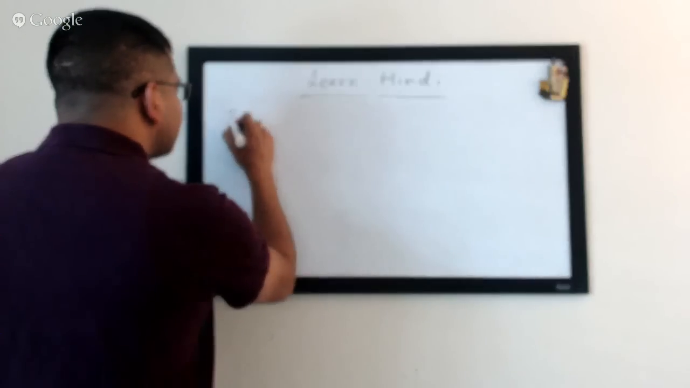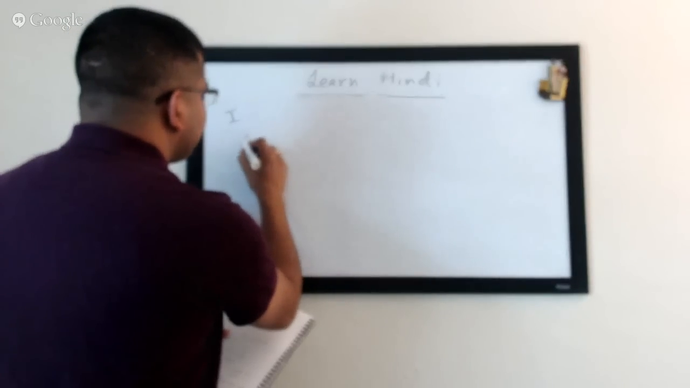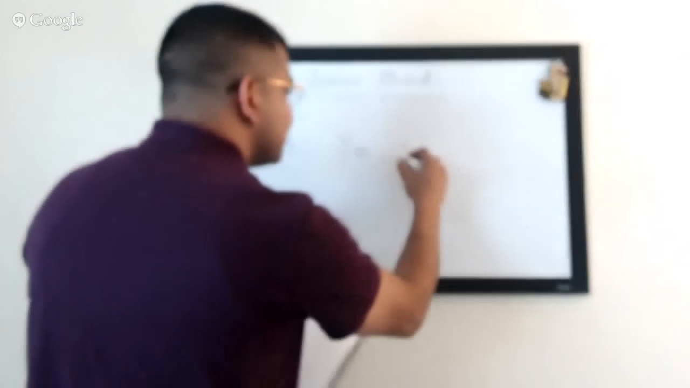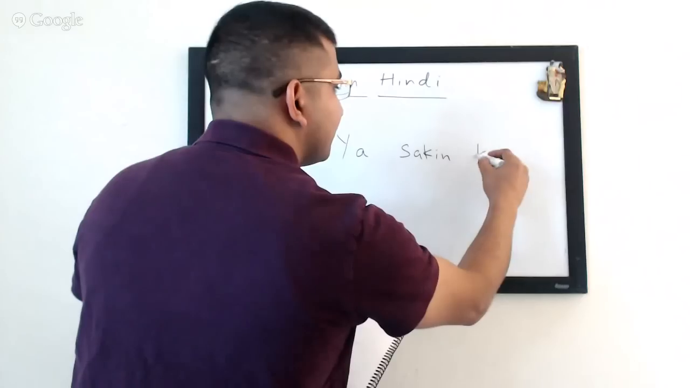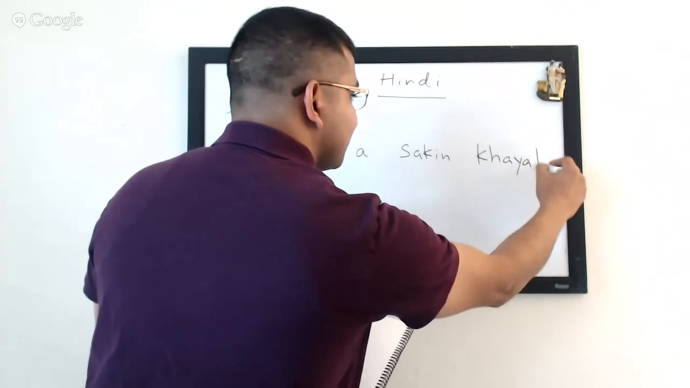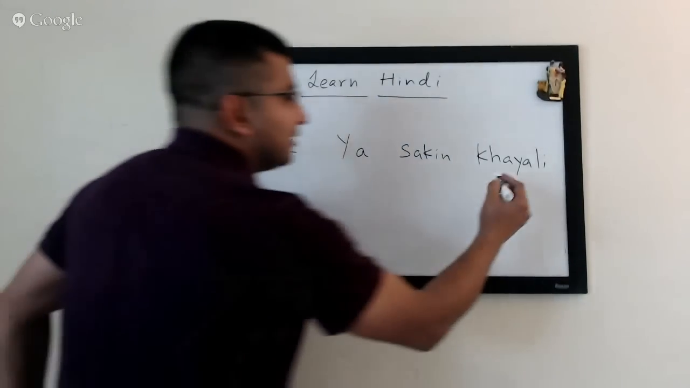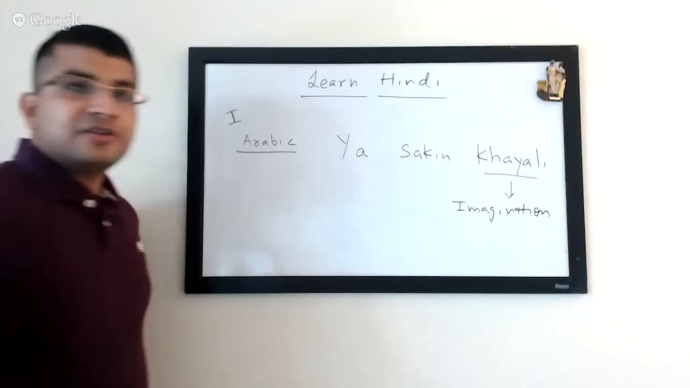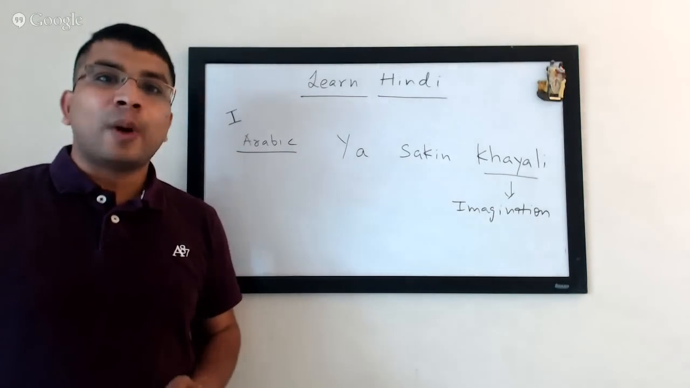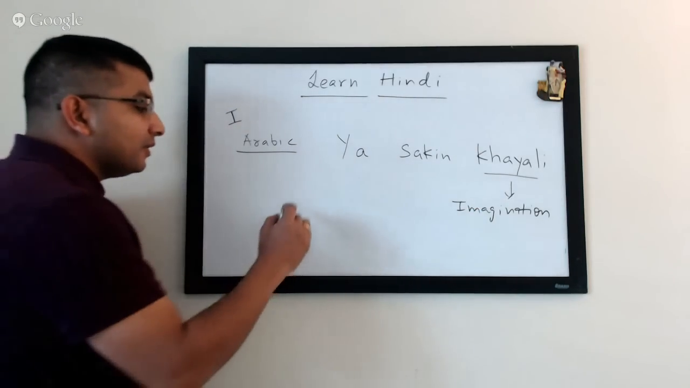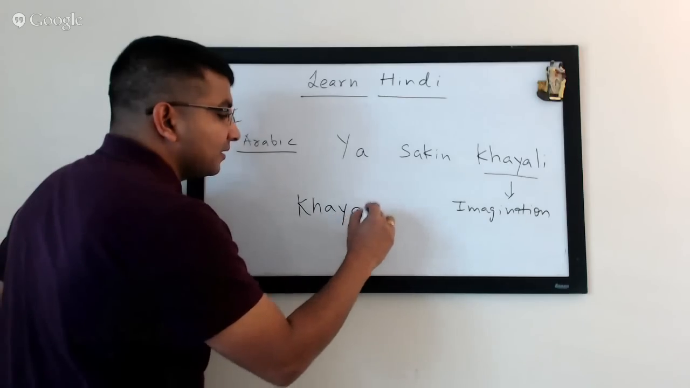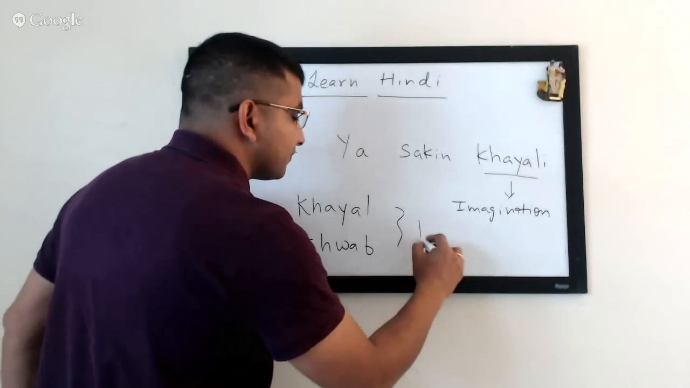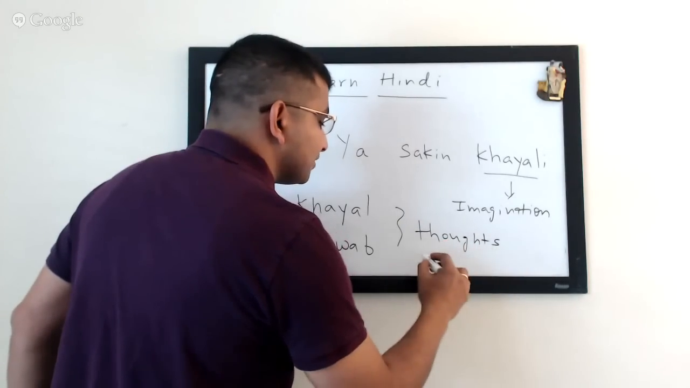I wanted to bring your attention to a very important point in this song, where in Arabic, the second line of this song is Ya Sakin Khayali. And you'll be surprised that this word means imagination. It means imagination or thoughts. And the Hindi word is quite equivalent. It's very similar to khayali. The word we have is khayal, khayal or khwab. Khayal and khwab, it's like thoughts or imagination.